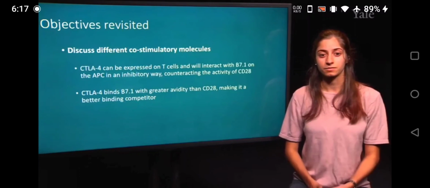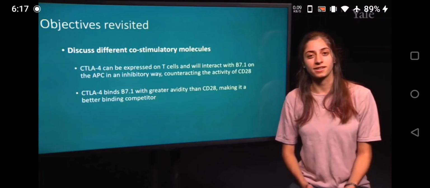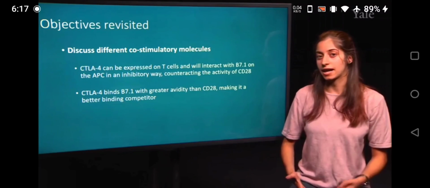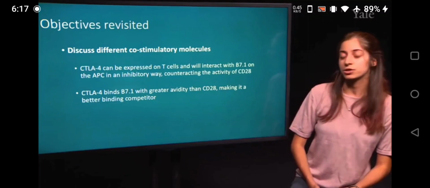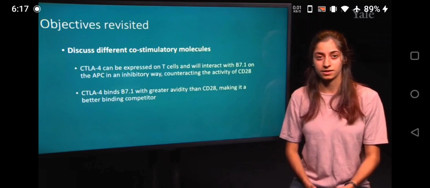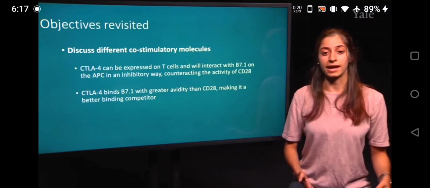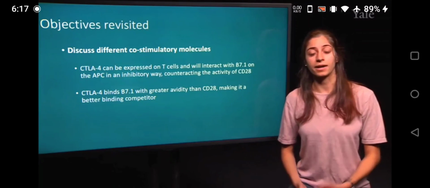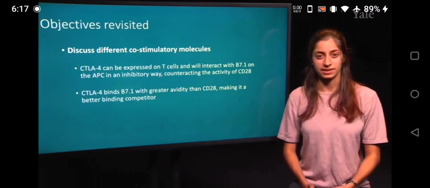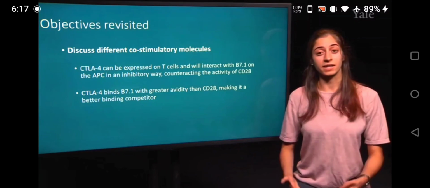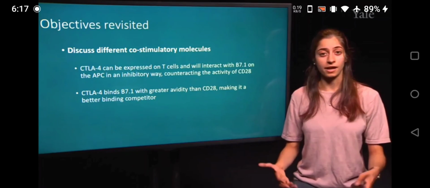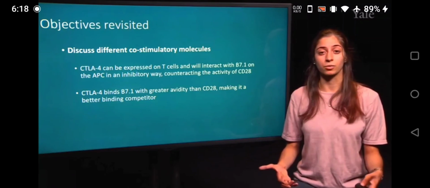Finally, we discussed different co-stimulatory molecules. We learned mainly today about CTLA4, which is a co-inhibitory receptor expressed on the surface of T cells. It, like CD28, binds to B7-1 and B7-2. However, it binds to B7-1 and B7-2 with a greater avidity than CD28, meaning that when the two of them are together on a cell, CTLA4 will win and inhibit the activation of T cells.